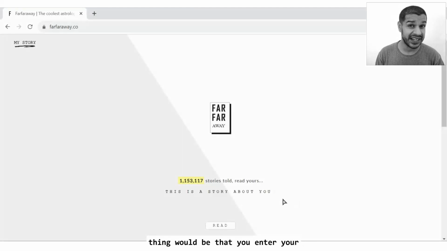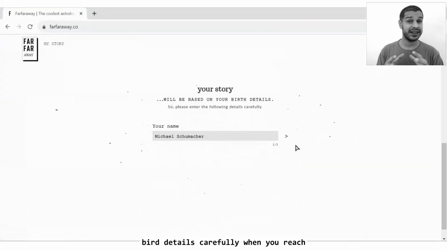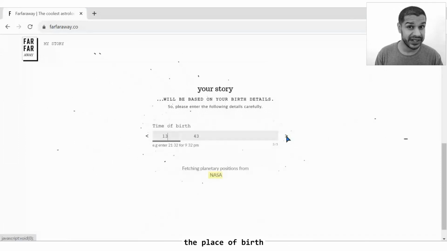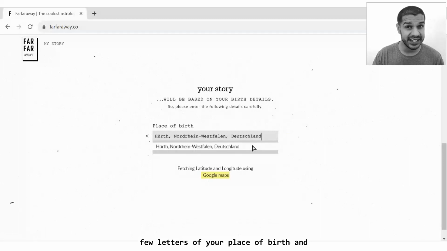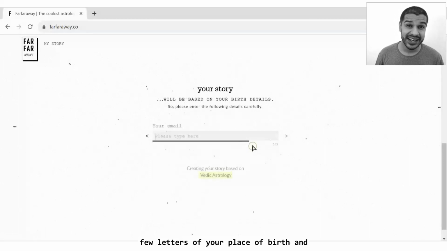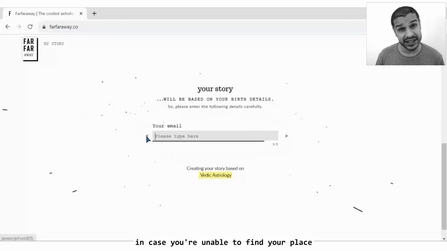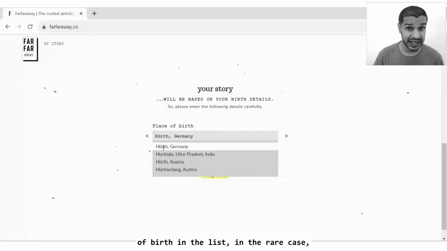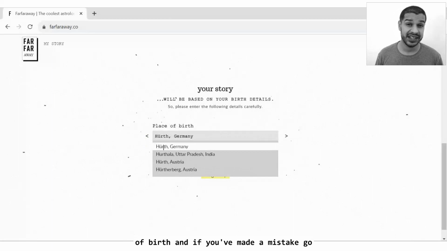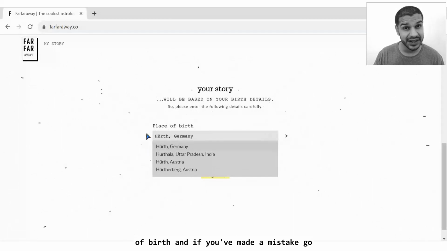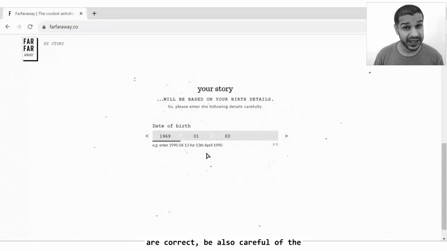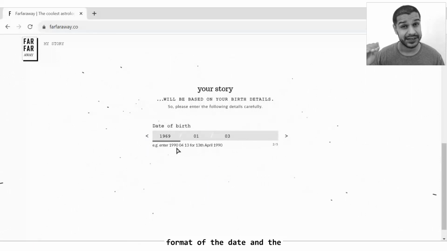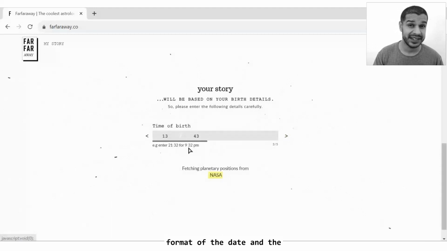The first thing would be that you enter your birth details carefully. When you reach the place of birth section, please type in the first few letters of your place of birth, and in case you are unable to find your place of birth in the list, in the rare case, please choose a city next to your place of birth. And if you've made a mistake, go back to the form. Make sure your details are correct. Be also careful of the format of the date and the time.